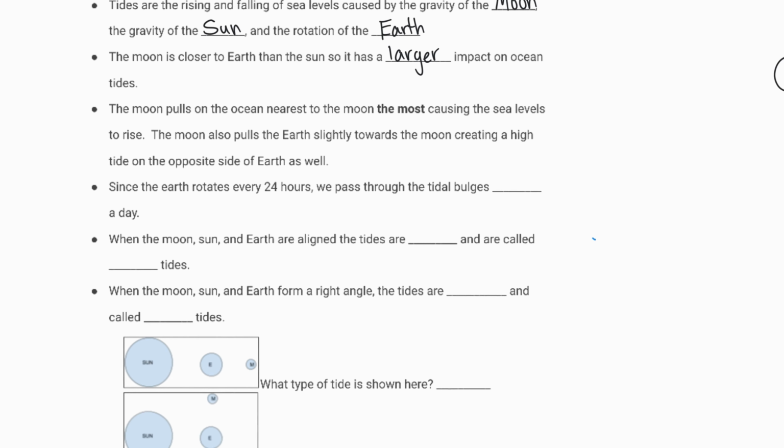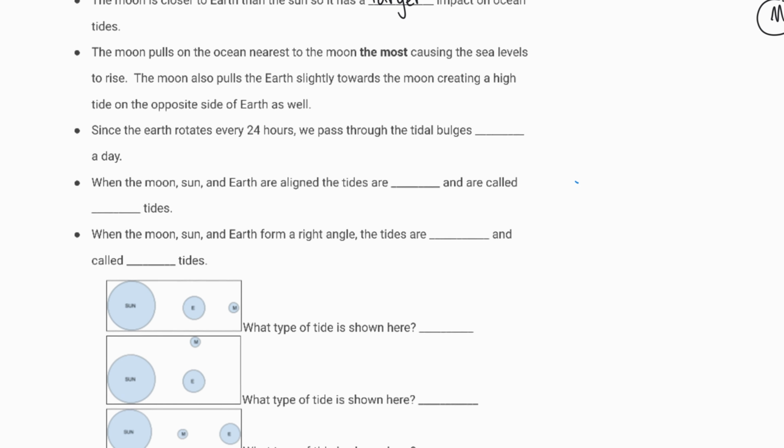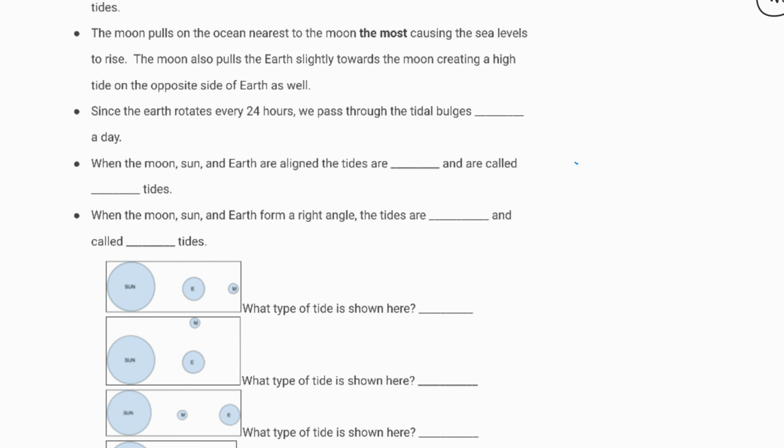Let's finish writing in our notes here. Hopefully that rubber band demonstration was helpful. So we just covered the moon pulling opposite the rubber band helped. Since the Earth rotates every 24 hours, we pass through the tidal bulges twice a day. So we go through 2 high tides and 2 low tides every day.